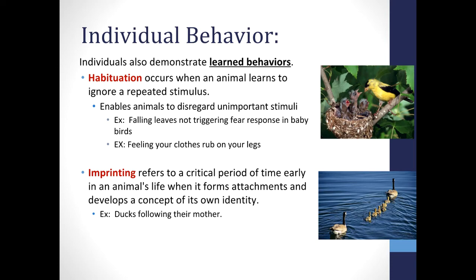Individuals also demonstrate learned behaviors. So, habituation. Habituation occurs when an animal learns to ignore a repeated stimulus. This enables animals to disregard unimportant stimuli. Could you imagine if these little birds twitched or wanted to shelter themselves with every rustle of leaves, with every lizard that goes by? That would be a really big waste of energy.